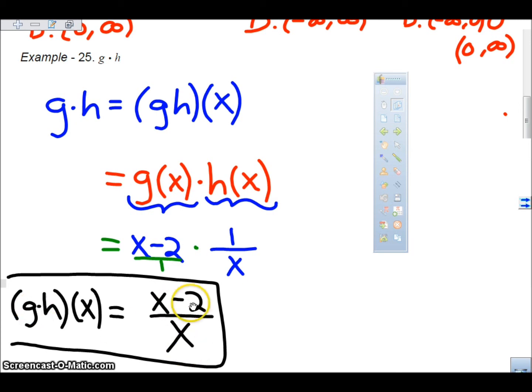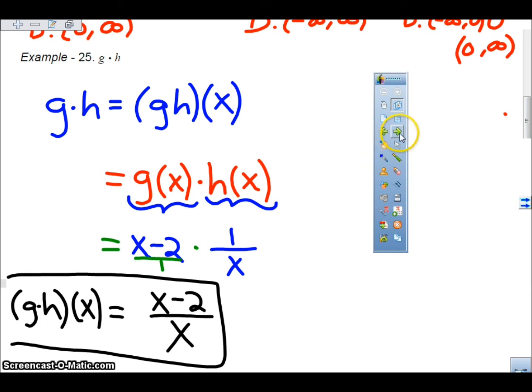All right, and that's all you can do. There's nothing else you can do to simplify this. So I guess you could write it in a slightly different way, but you might as well just leave it this way. So you get g times h of x equals x minus 2 over x. So again, that's really not too hard to do. You just slap the two functions together and you're done.